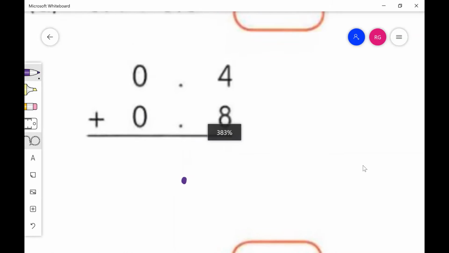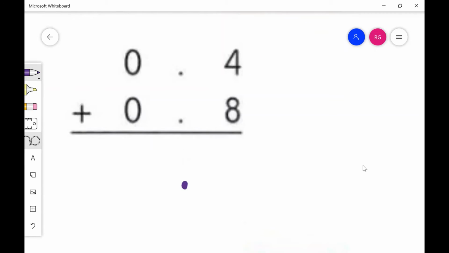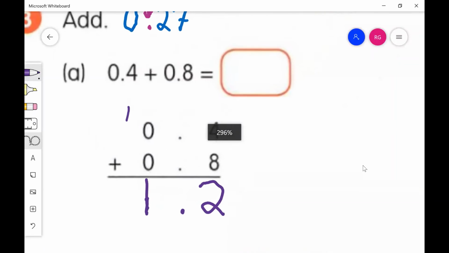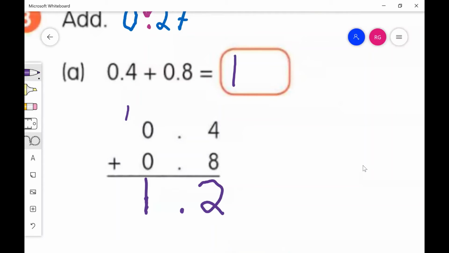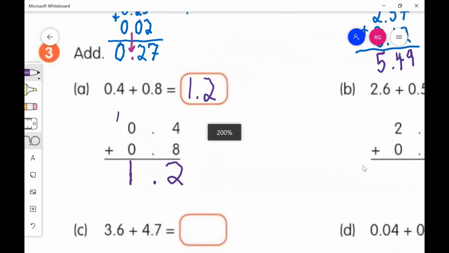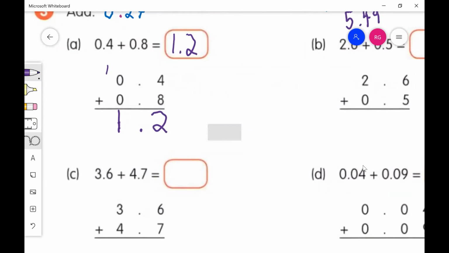We do have to carry here. So 4 plus 8 is what? 4 plus 8 is 12. Okay, so let's put 2 and carry our 1. 0 plus 0 plus 1 equals? Hopefully we say 1.2. All right, so 1.2. What's the answer? 1 and 2 tenths. Perfect. 1 and 2/10.